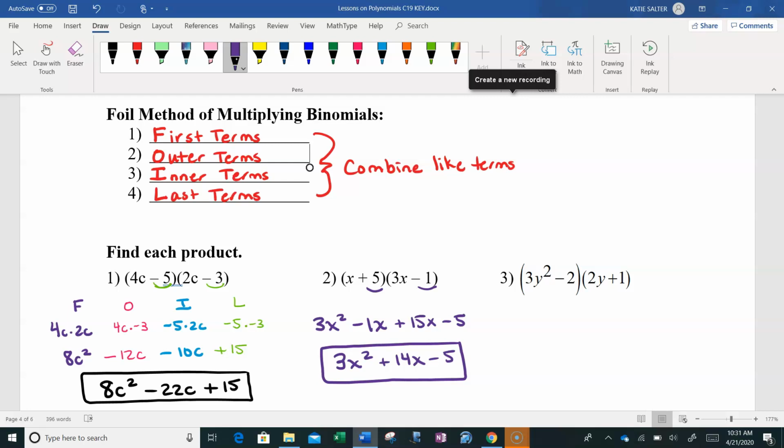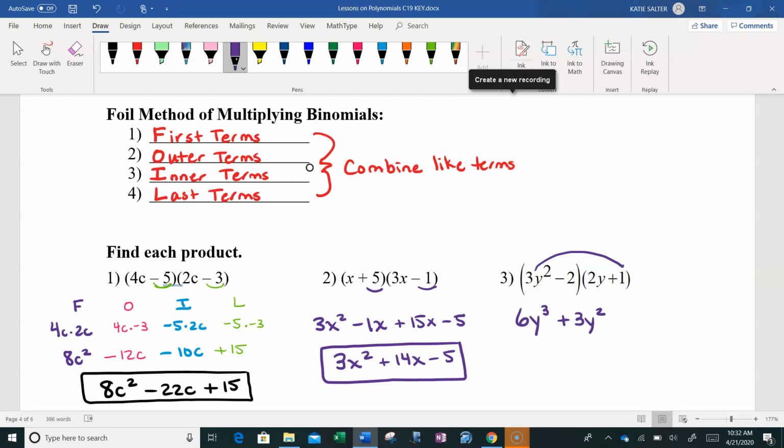Okay, so let's check this one out. 3y squared times 2y. So when we do 3y squared times 2y, that is going to give us 6y cubed, because in this case, y squared times y is going to give us that y cubed. Then we're going to do our outside. So that's going to be that 3y squared times positive 1. So that would be plus 3y squared.